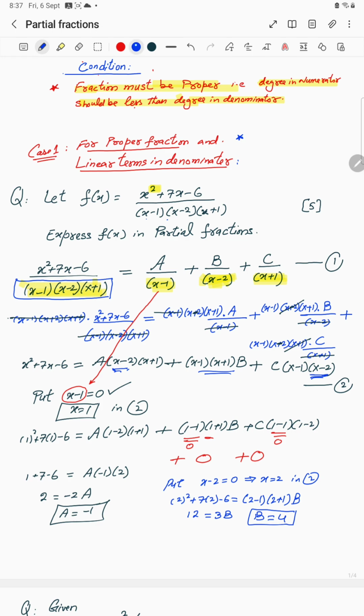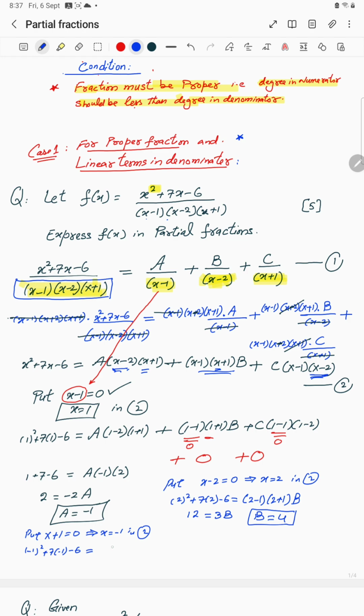Put x plus 1 equal to 0, which implies that x is equal to minus 1 in equation 2. So you will see the left hand side will be minus 1 square plus 7 times minus 1 minus 6 equal to, with A we have x plus 1, so here minus 1 plus 1 is 0, so A will be eliminated. From B again minus 1 plus 1 is 0, so it will be eliminated.